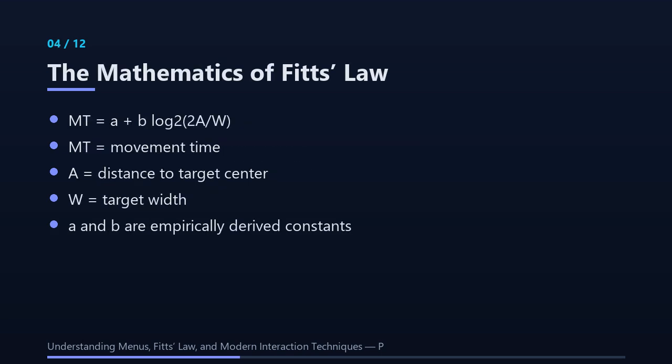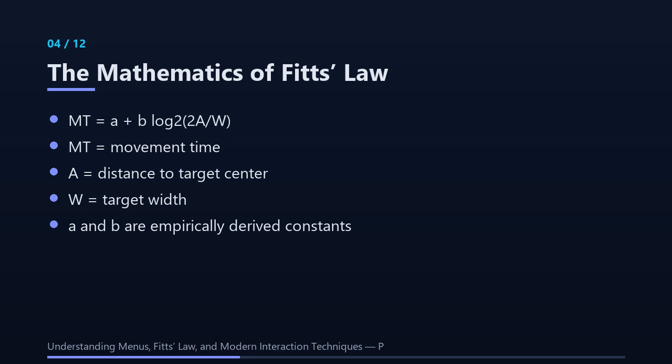The formal expression of Fitts' law states that the movement time, MT, equals a constant a plus a factor b multiplied by the logarithm base 2 of the ratio of twice the distance, A, to the target width, W. In practical terms, A represents how far the cursor must travel from its starting point to the center of the target, while W denotes the size of the target along the axis of movement.